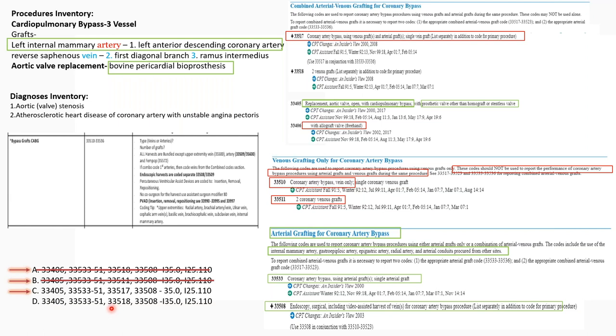And let's also look into option D, which is coding for 33518, which the code language says is a coronary artery bypass graft using venous graft and arterial graft, two venous grafts. So let's cross check with the procedure inventory. Once again, we are having one artery, which will be coding for 33533, and we are having two vein grafts used. So the code will be 33518. Along with it, we will have to code for the endoscopic harvest and aortic valve replacement. So the correct answer will be option D.